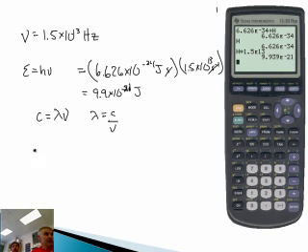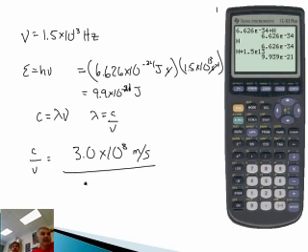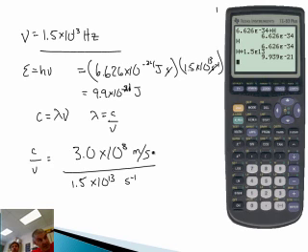So C divided by nu would be 3.0 times 10 to the 8th. That's what C is all the time, meters per second. It's always that number divided by our frequency, which we had up here, 1.5 times 10 to the 13th seconds to the minus 1. The seconds are going to cancel, and you're going to end up with meters.